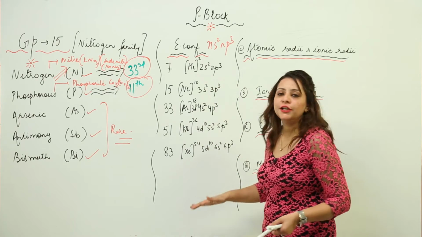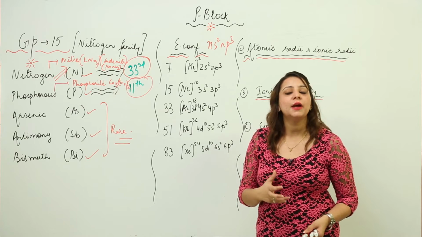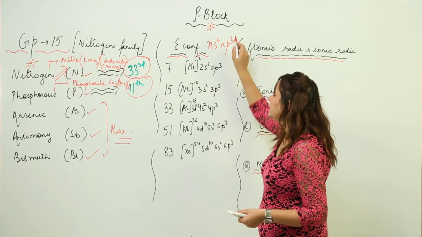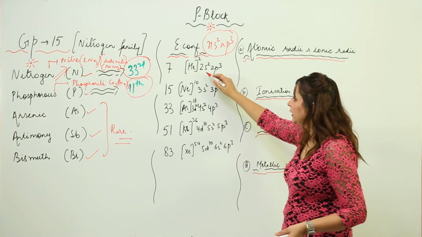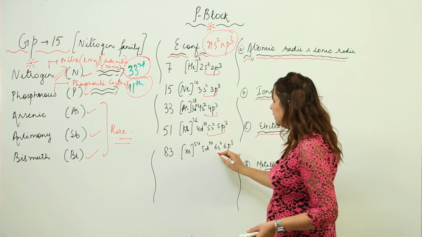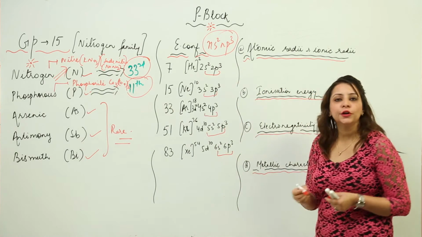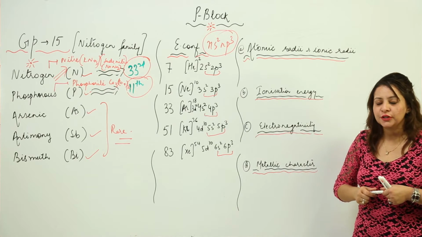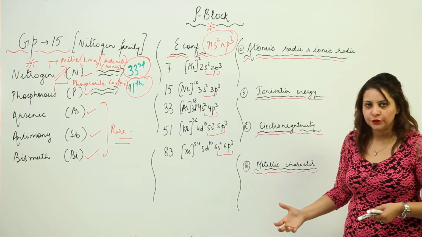So this is how you are going to write the electronic configuration. What similarity do you observe? Because they are members of the same group, their general electronic configuration is ns2 np3. As you can see here, all of them have 2 electrons in the outer s and 3 electrons in the outer p subshell, right. As they are members of the same group, that is why you find the similarity in their configuration.